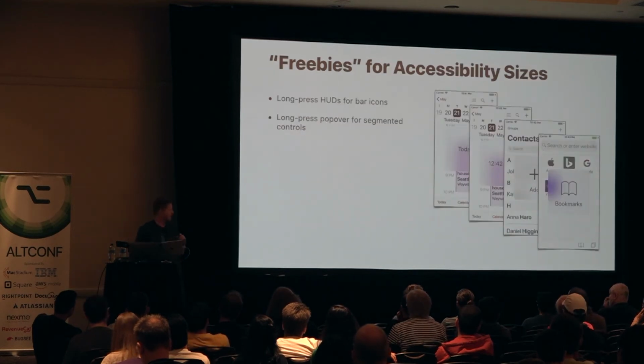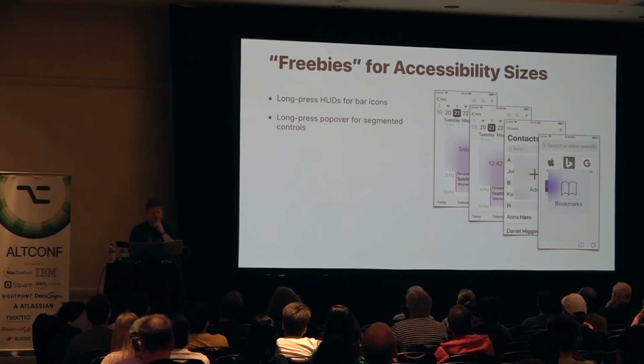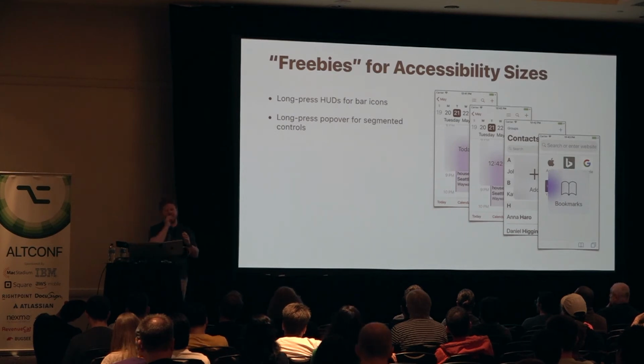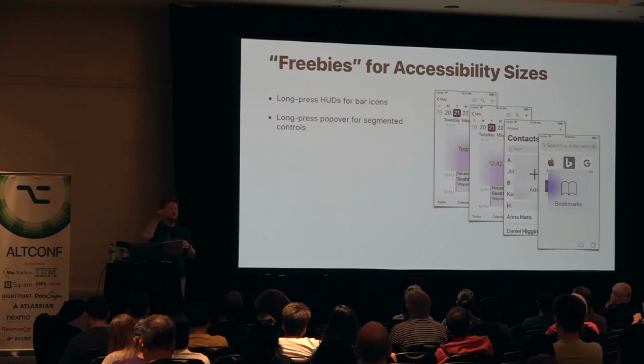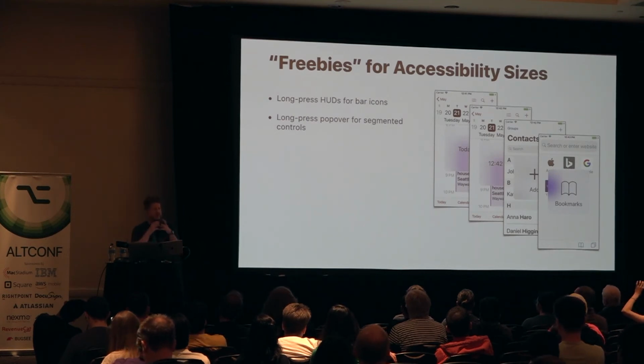There's also, at the accessibility sizes, some freebies that happen. If you long press on bar icons, on your tab bars, toolbars, navigation bar, status bar, it puts up a HUD of the contents of it. So it's one way of seeing the time. Frankly, it doesn't make the text large enough, in my opinion. But it also, if it's an icon, will scale up your icon.